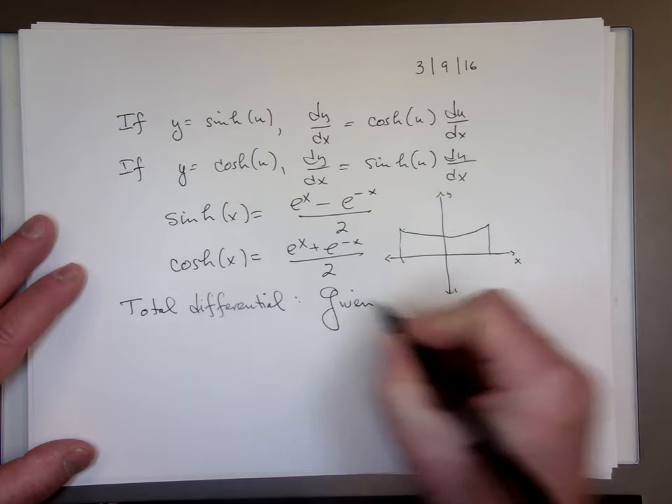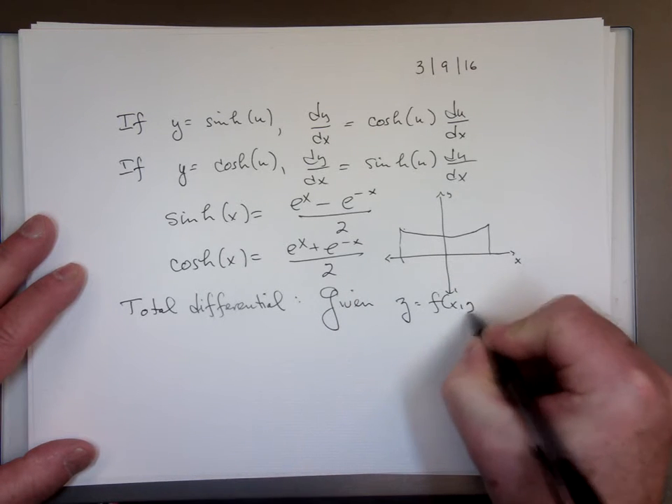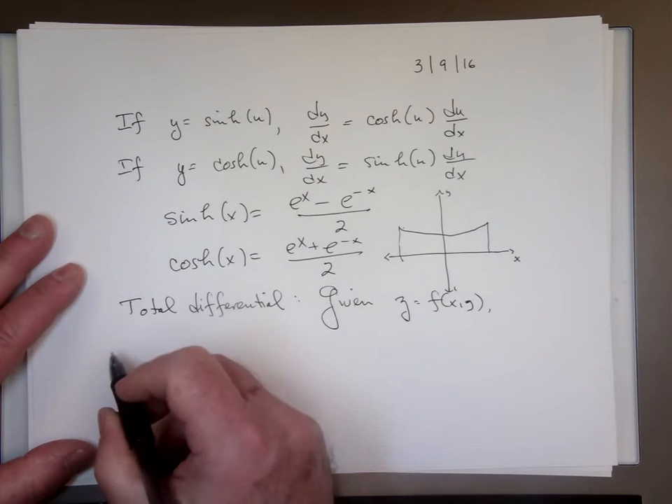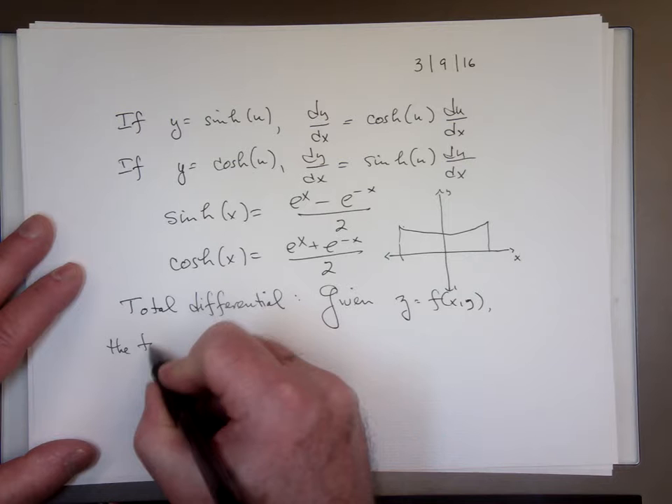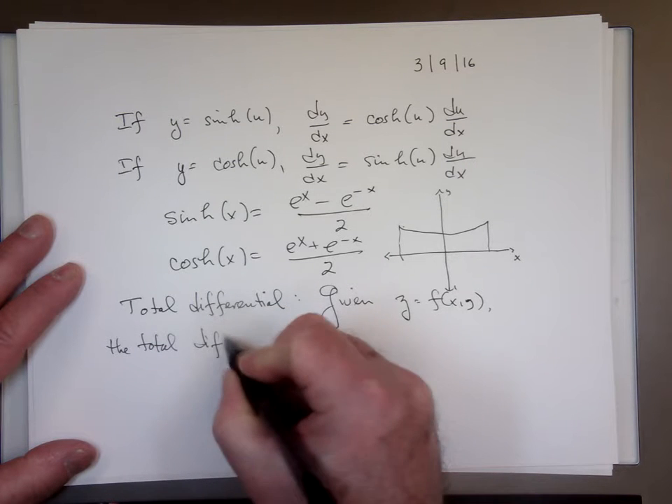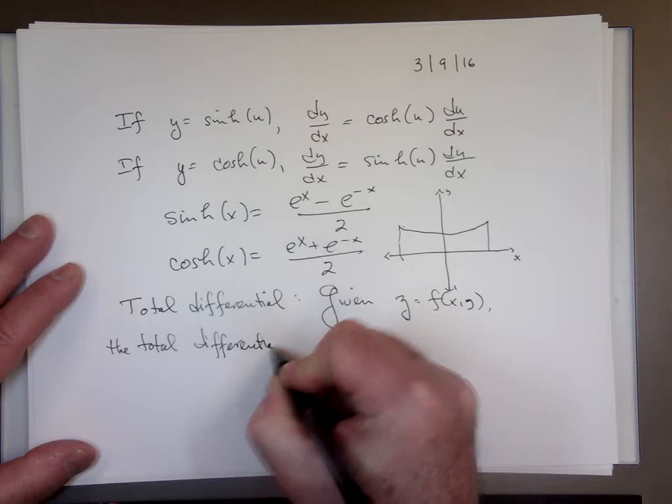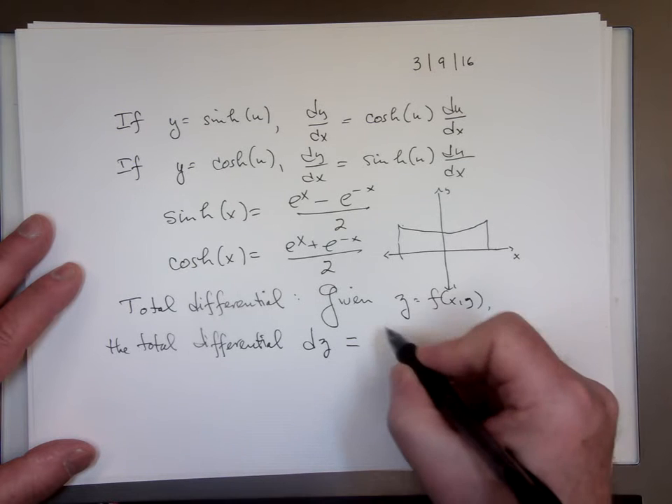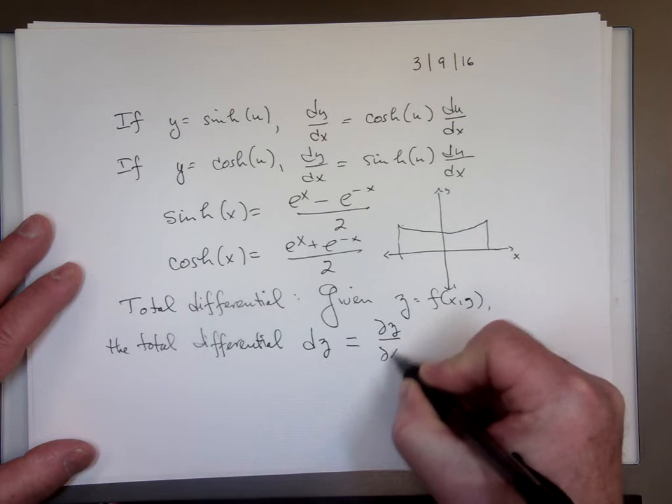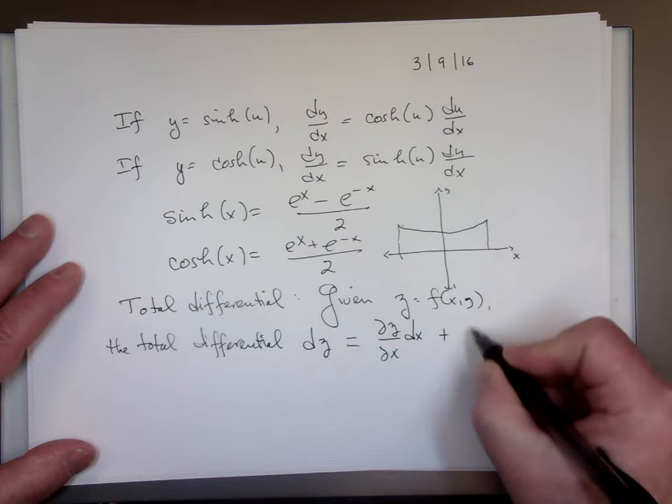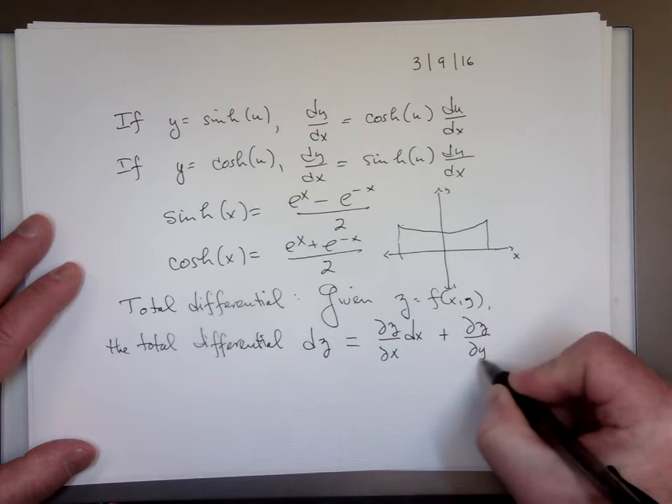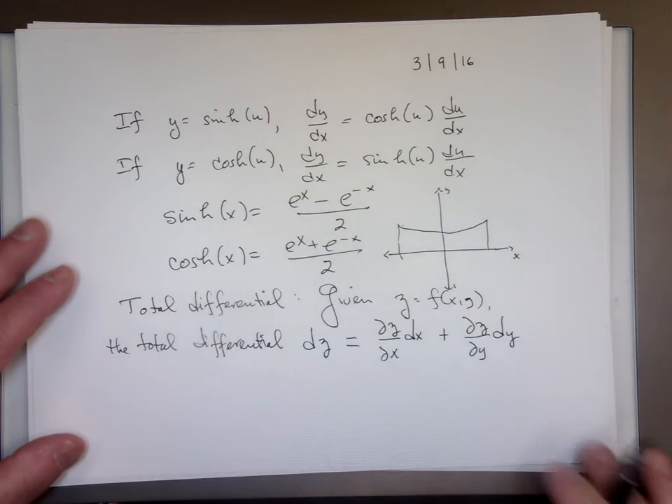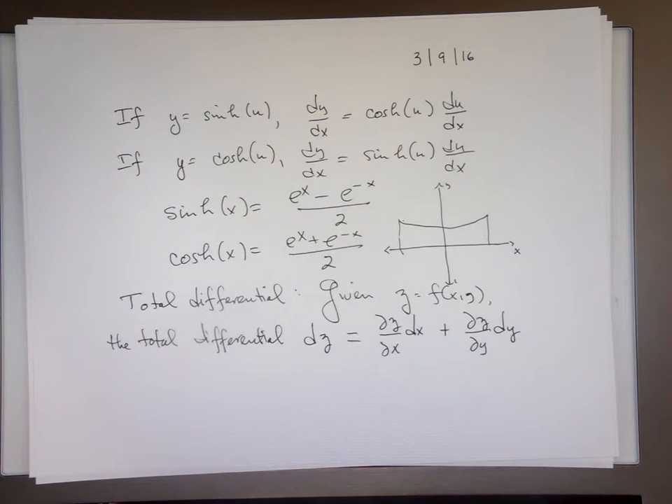Given z is a function of x and y, the total differential dz is equal to the partial derivative of z with respect to x dx plus the partial derivative of z with respect to y dy. That's the total differential. And it's used to approximate change in z.